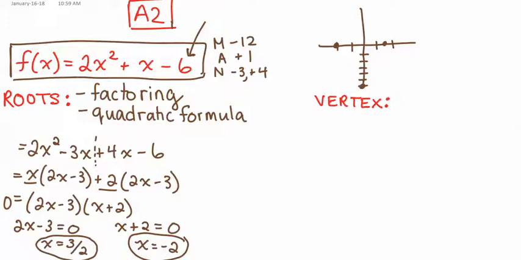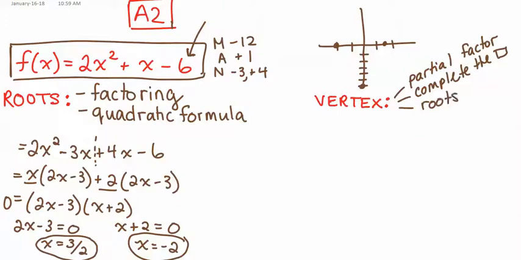So if I want to find my vertex, I've got a couple options. I can partial factor. We learned that in class. I can complete the square. Or I could take the roots, find the middle, and get my y value from there. So since I've already found the roots here, I think I'm going to use the roots to help me find my vertex. But you can choose any of those three options.